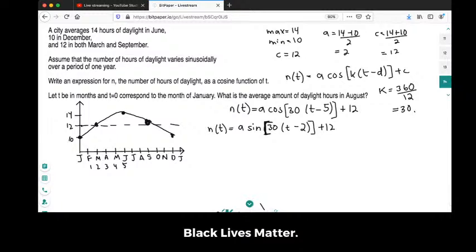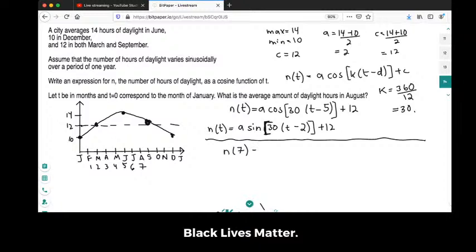Okay, cool, let's keep going. Now we want to know the average number of daylight hours in August. First I'm going to figure out which month August is, based on my weird definition of the months. August is the 7th month. So I'm going to say n of t. Oh, I lied, not n of t. The number of daylight hours at the time of 7.